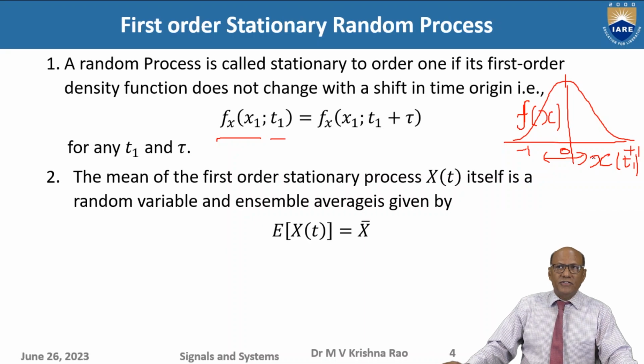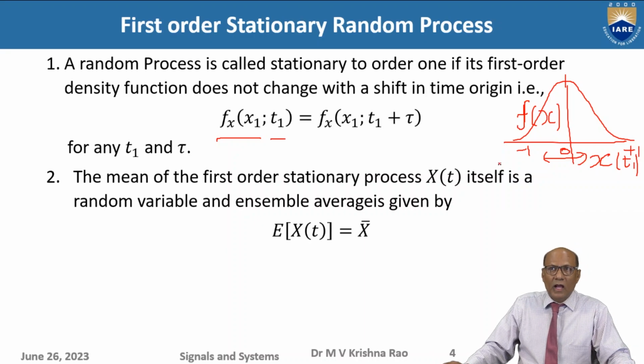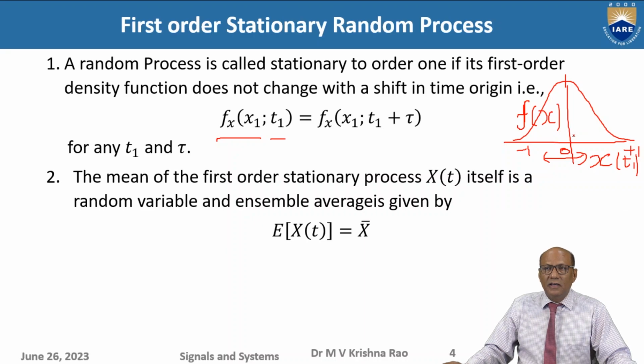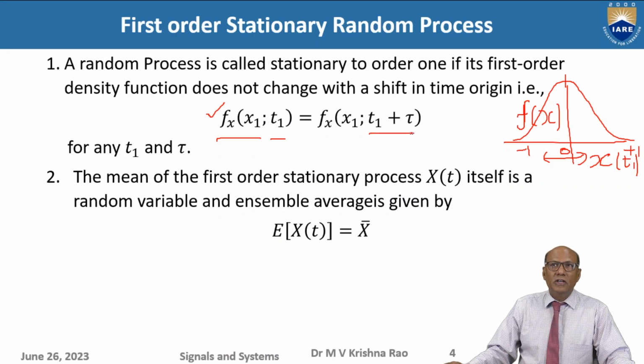That is, at instant t1, I have taken one random variable on the horizontal axis, and its frequency, how many times each value is occurring, I am drawing as a curve. Because as the bin width shrinks, if I take infinite values on the x-axis, I will get a smooth curve. So that is the first order density function here. And similarly, I will take another random variable from the random process at t equal to t1 plus tau, that means tau seconds away from t1.